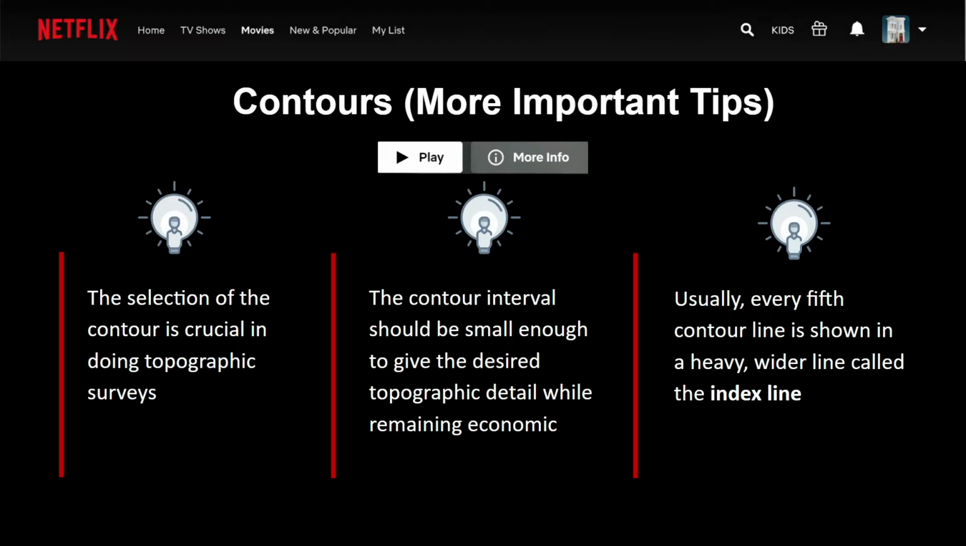And for more important tips in identifying contours, the selection of a contour is crucial in doing topographic surveys. The contour interval should be small enough to give the desired topographic detail while remaining economic. And lastly, usually every fifth contour line is shown in a heavy, wider line called the index line. These lines are the only ones labeled since it is impractical to mark the elevation of every contour line on the map. Next slide, please.